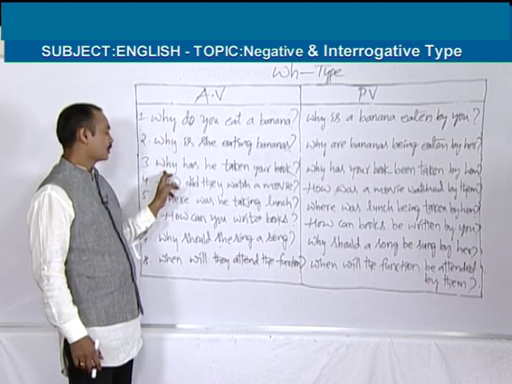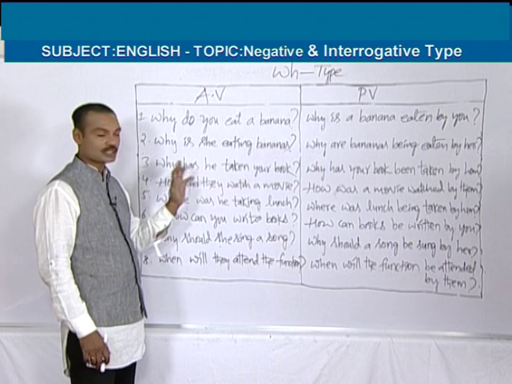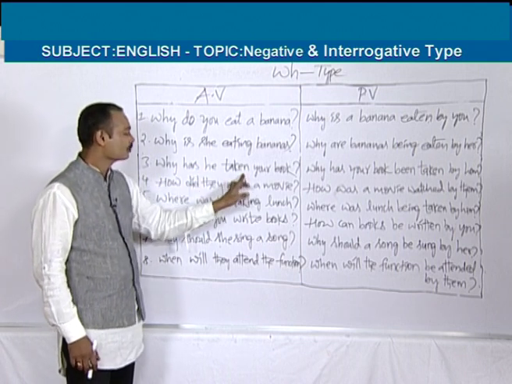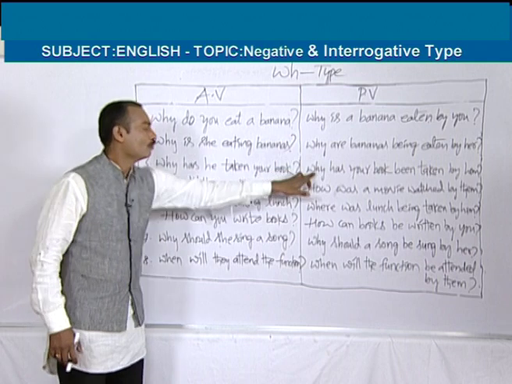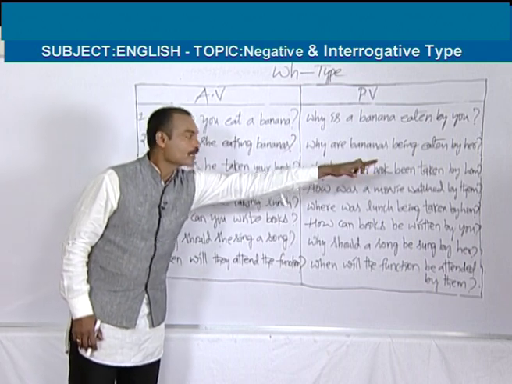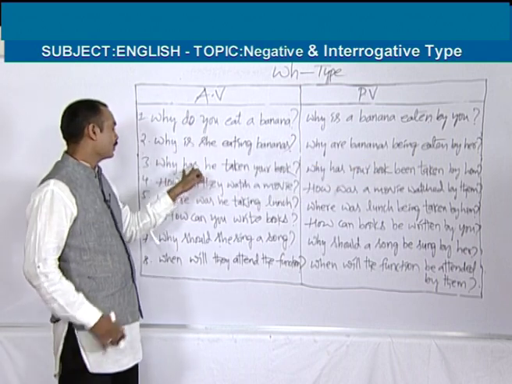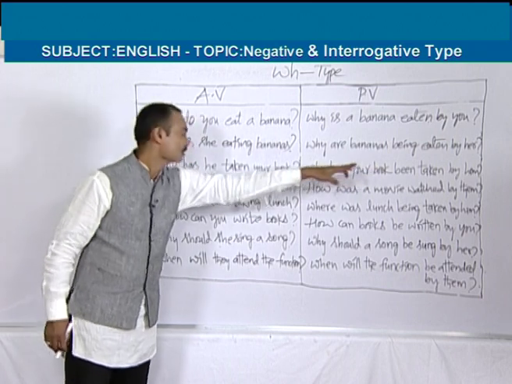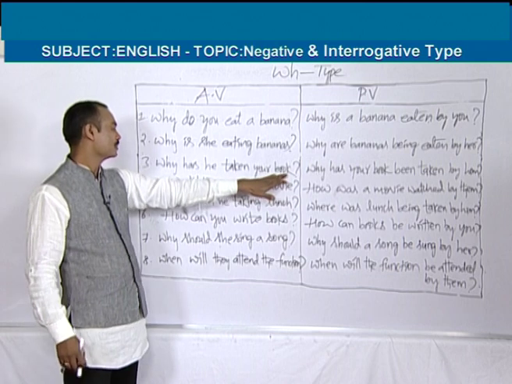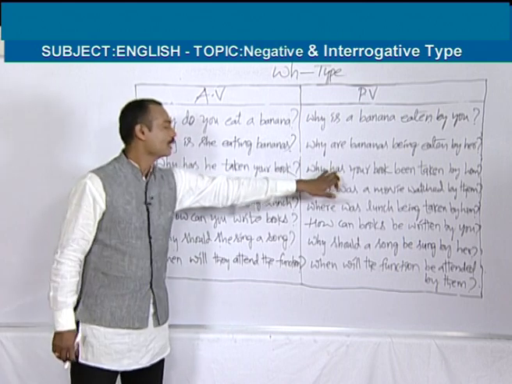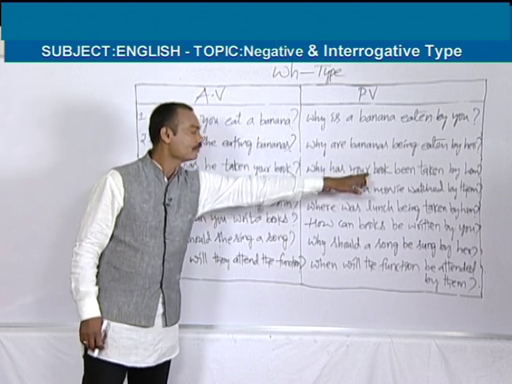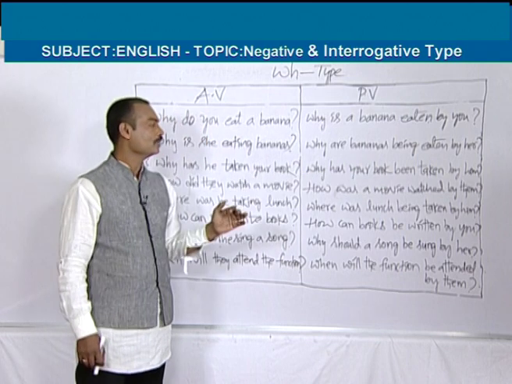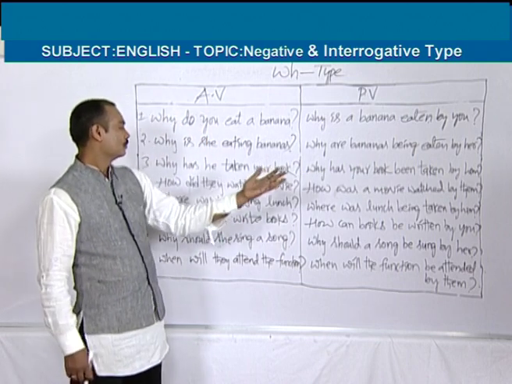Next here, present perfect tense, have or has plus V3 means present perfect tense. Why has he taken your book? Why has your book been taken by him? So, whenever we find have or has or had in the active voice, been should be written in the passive voice. For example, plural object is there, books. Books means here have should be used. Why have your books been taken by you?